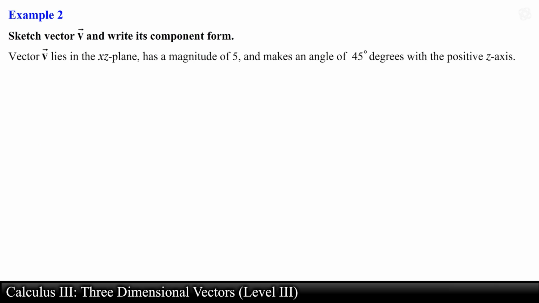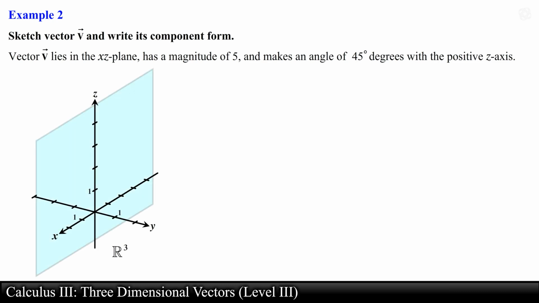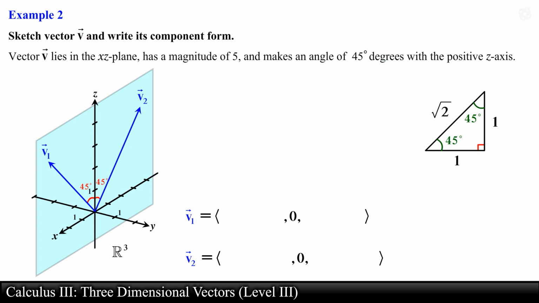Vector v lies in the xz plane, has a magnitude of 5, and makes an angle of 45 degrees with the positive z-axis. Similar to the previous example, let's go ahead and make a sketch of the problem. Notice that we can also form two separate vectors that make an angle of 45 degrees with the z-axis. So this problem will also have two solutions. Since the vectors lie in the xz plane, the vectors will have a y component equal to 0. At this point, it is just a matter of using right triangle trigonometry and find the components of each vector.